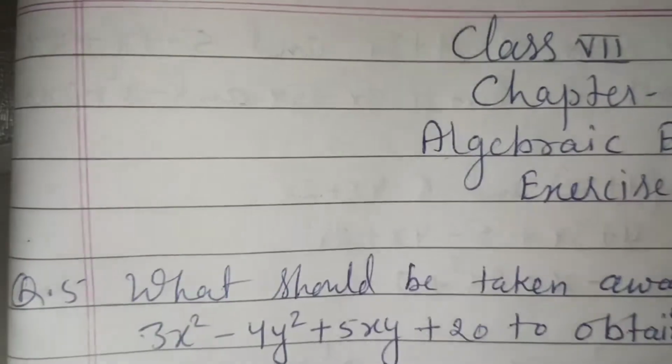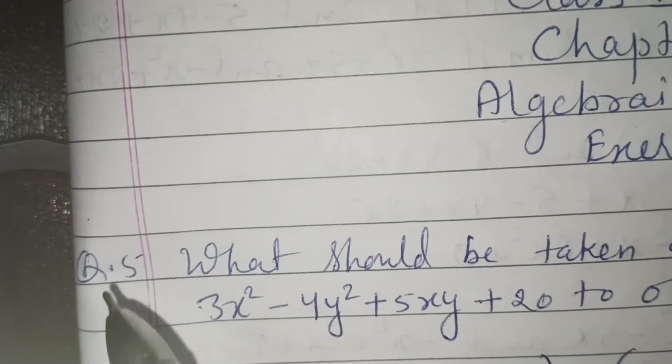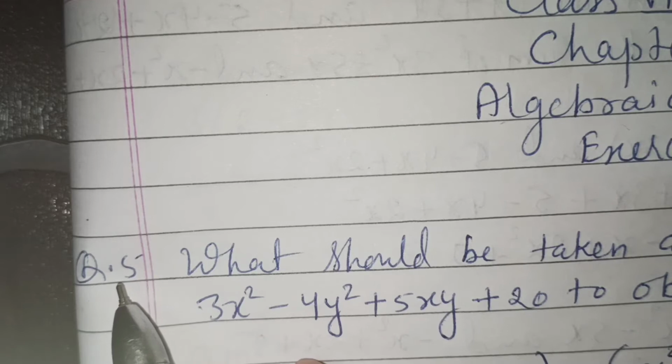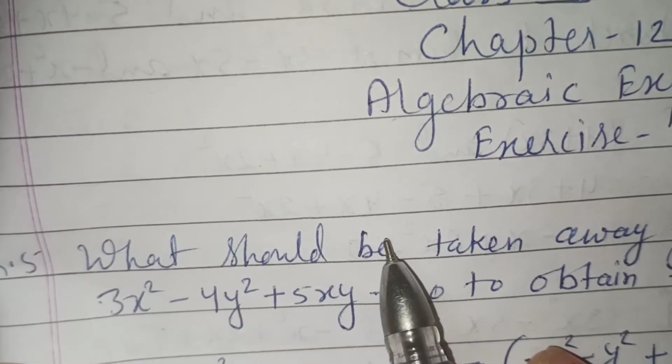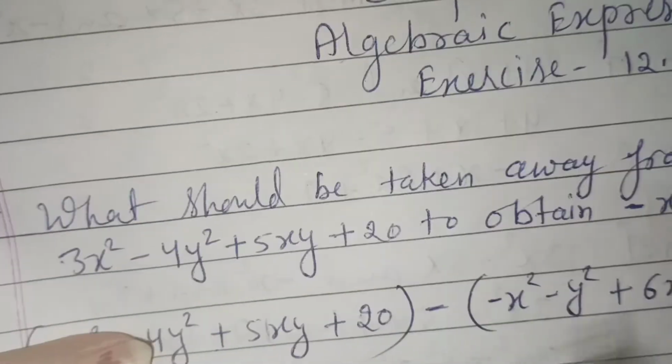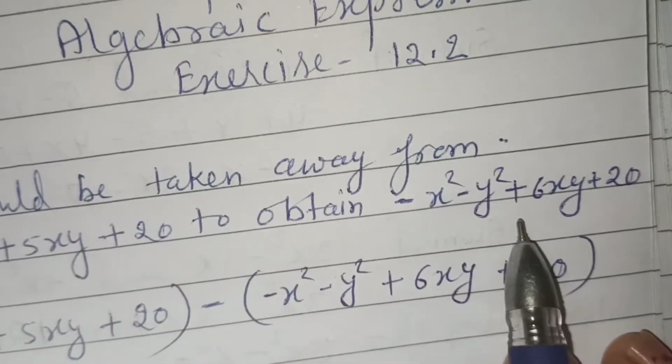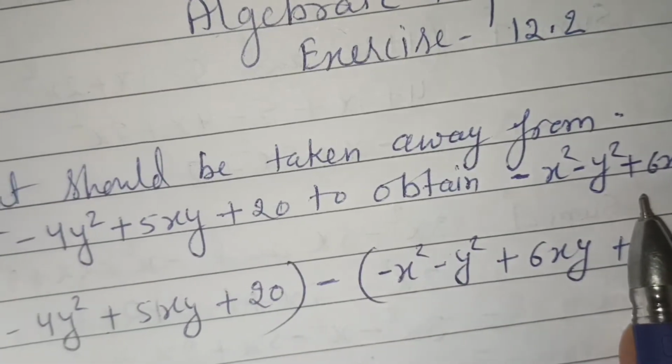In 12.2, we have completed till question number 4. So, see question number 5. What is given? What should be taken away from this expression to obtain this expression? What we have to do?